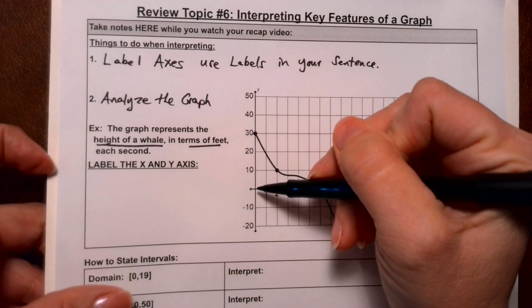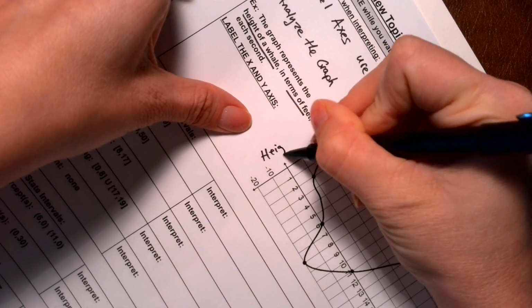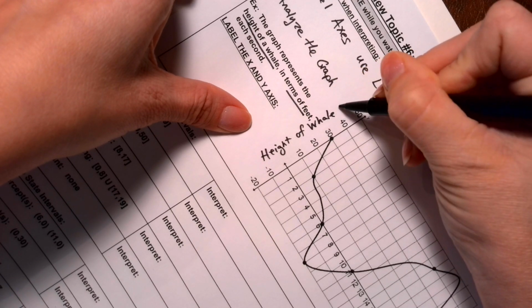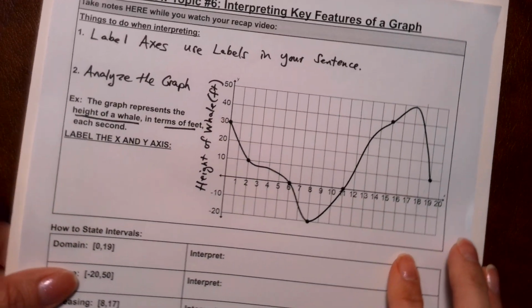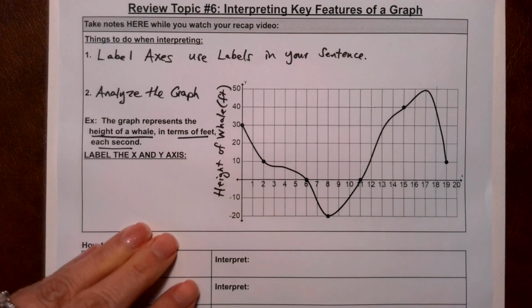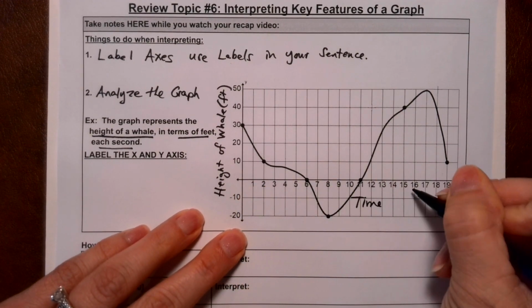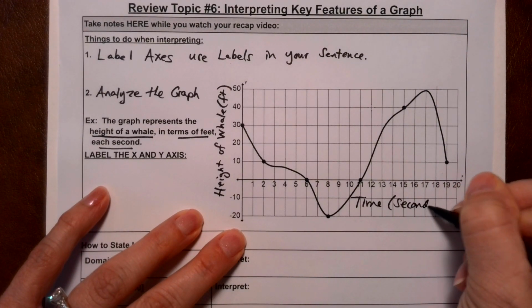So on the y-axis right here, let's go ahead and label this height of whale, and it's in terms of feet. And it says that the graph here is for each second. So the x-axis represents time, it's usually time, and it's in terms of seconds.